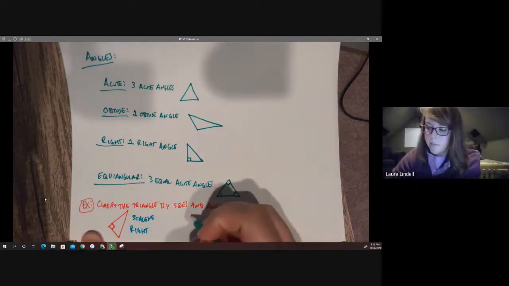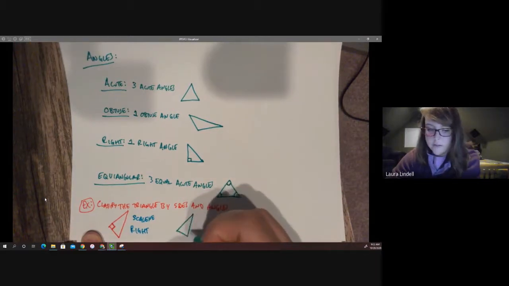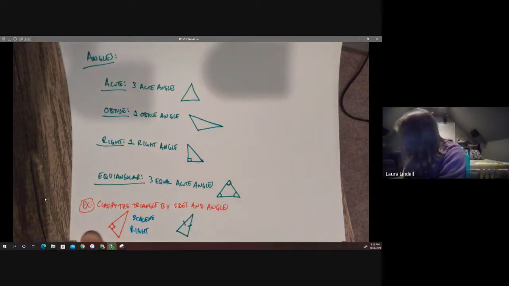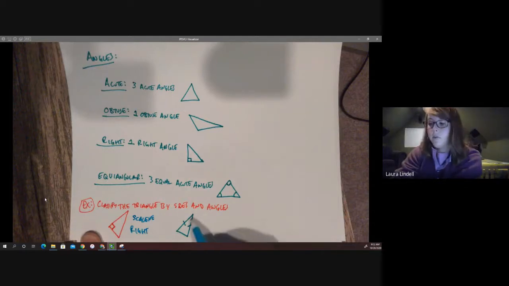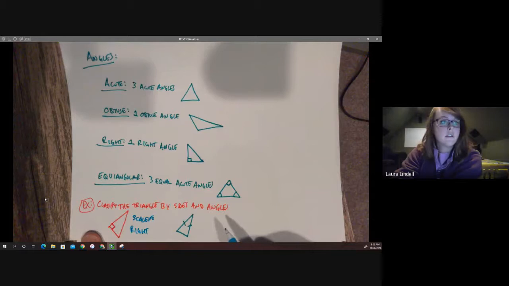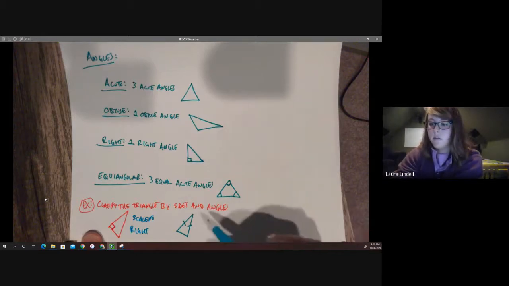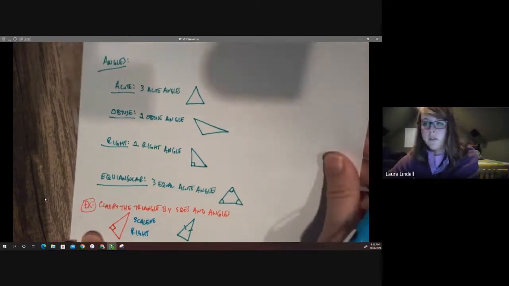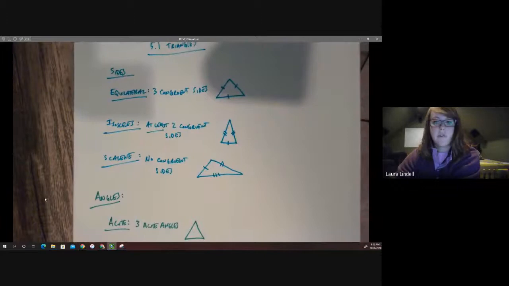Or we could have something like this. All right, so how would we classify this one by its sides? Well, we have two that are the same, right? So two that are the same, we look back up at our notes and go, oh, two that are the same is, yes, isosceles.